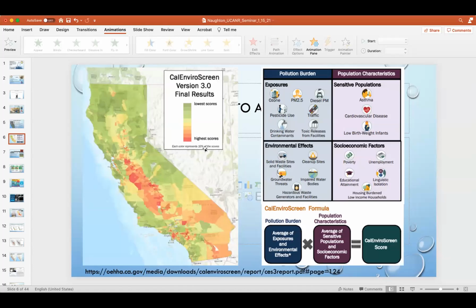Yeah, it's defined, as I showed, by CalEnviroScreen. So it's like the top 25% of these different indicators. You're multiplying the average of all these different burdens and all these different indicators and population statistics. So those with the highest scores end up being classified as disadvantaged communities. Okay, thank you.